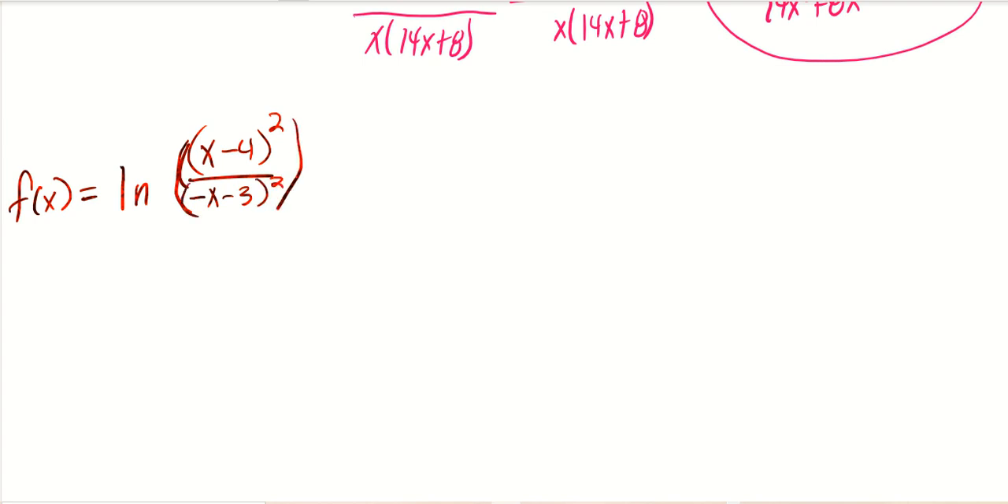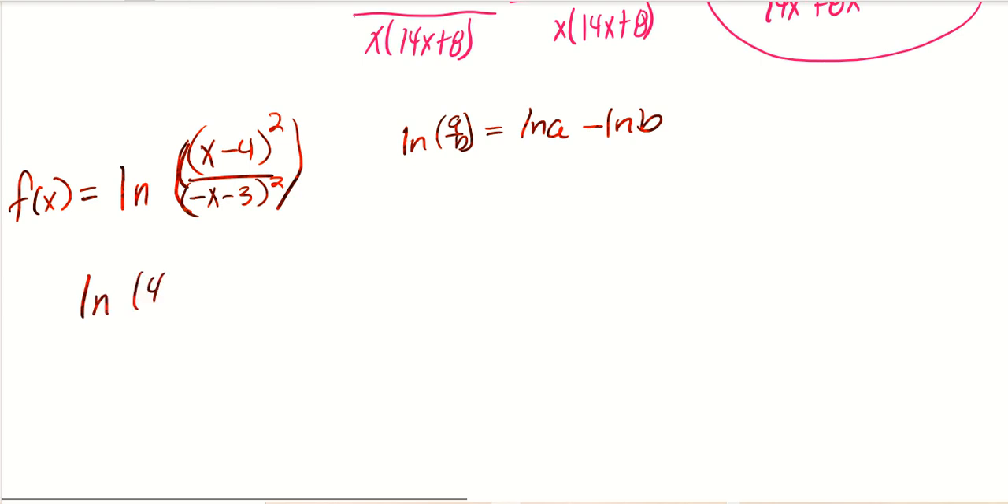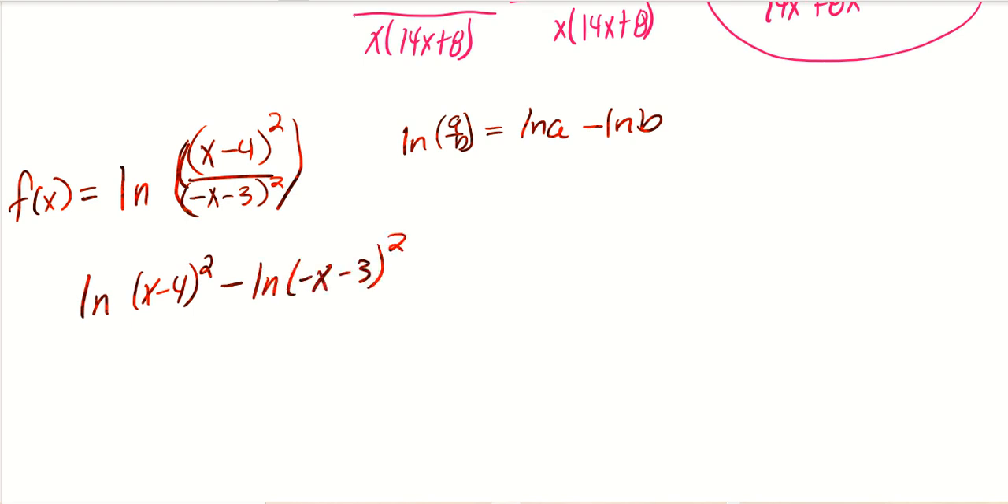All right. So this is using that quotient property where we said the natural log of a over b will be the natural log of a minus the natural log of b. So we are going to separate our fraction here. So this should look like the natural log of x minus 4 squared minus the natural log of negative x minus 3 squared.